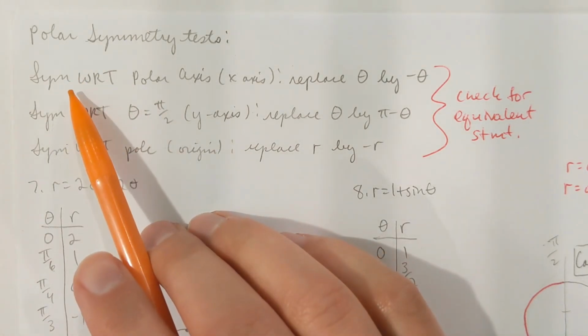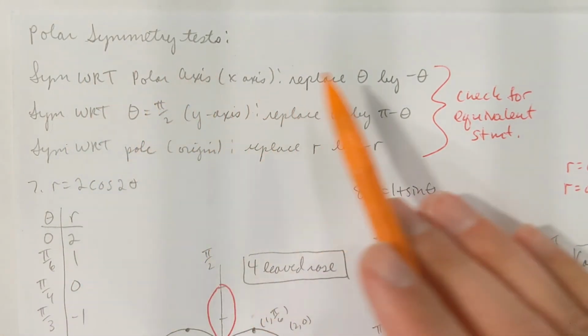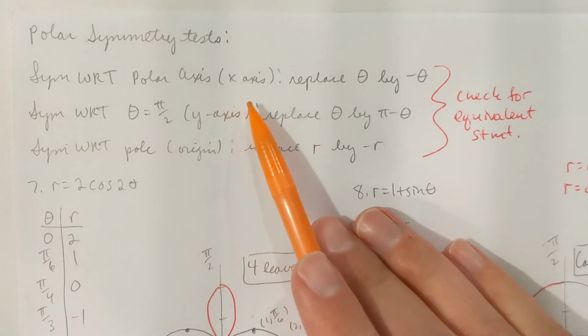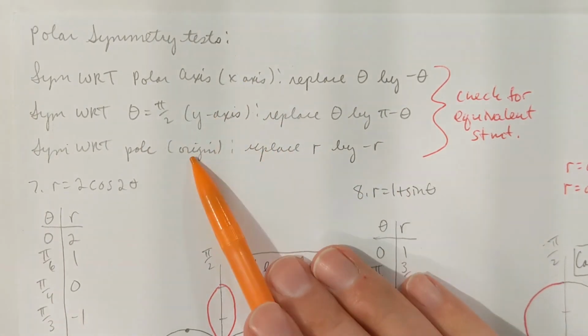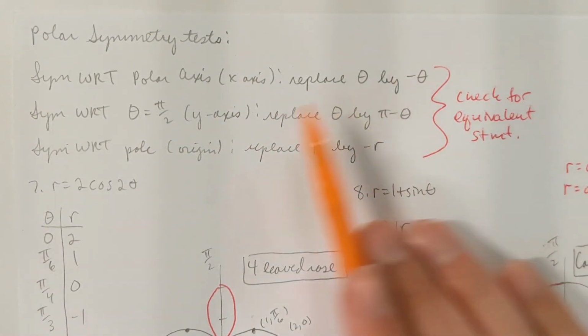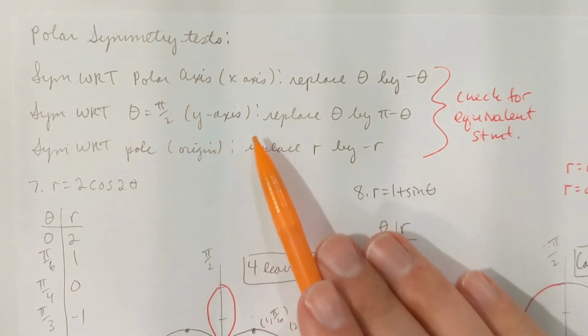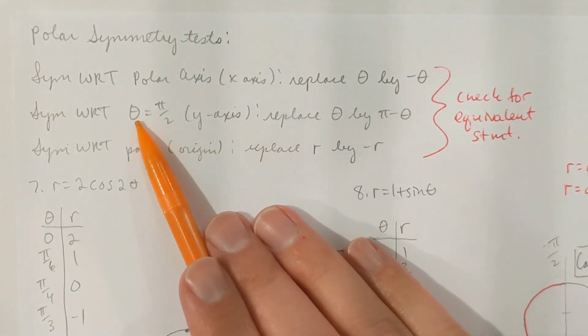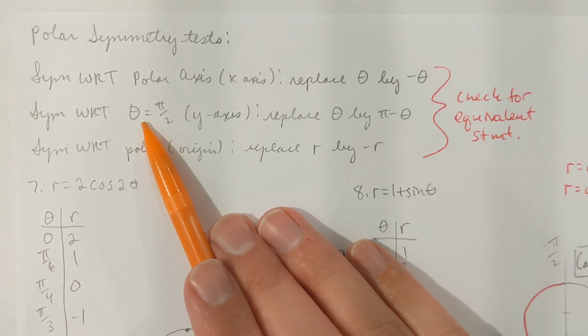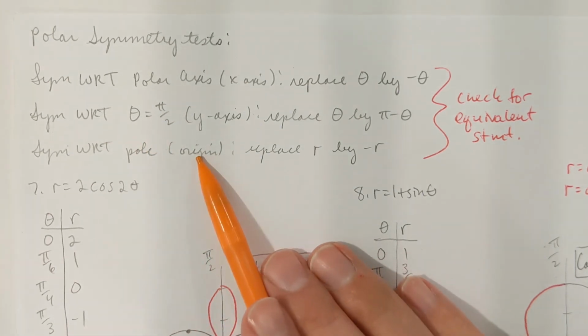If you want to test the graph, just like symmetry in algebra, you're testing for whether the graph is symmetric to the x-axis, the y-axis, or the origin. The x-axis is the same as the polar axis. The y-axis is the same as the vertical line theta equal pi over 2, and the origin is the same as the pole.